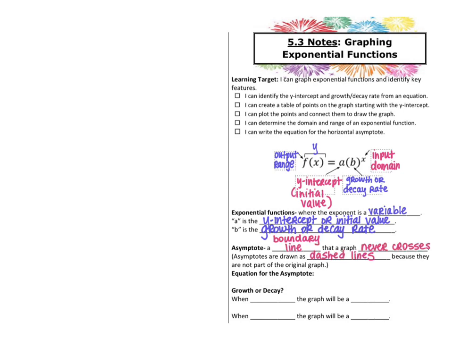So what's the equation for an asymptote? y equals 0. Always, always, always in this class, the asymptote is going to be y equals 0. Later on, you'll get to transformations and the asymptote can move. But for standard exponential functions, the asymptote is always going to be on the x-axis, where y equals 0.